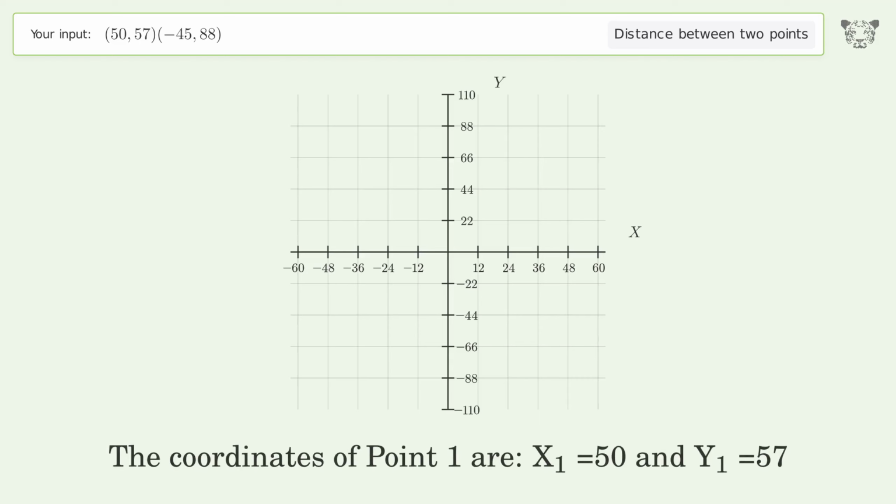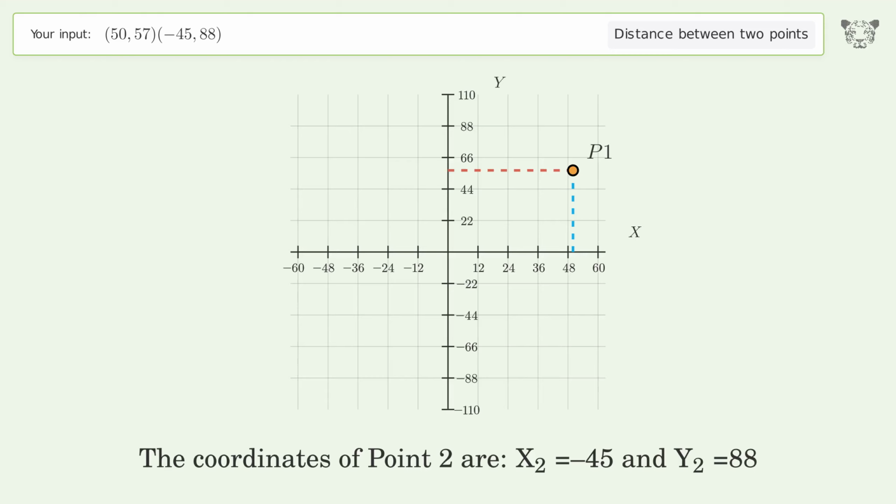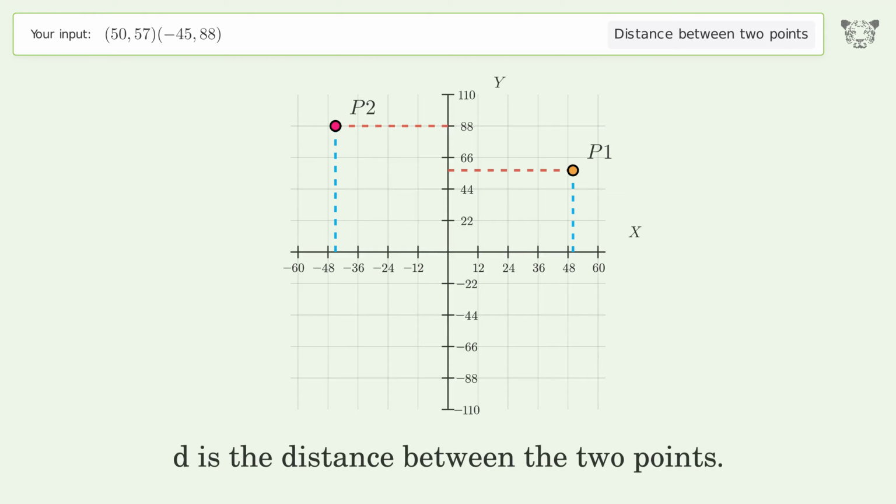The coordinates of point 1 are x1 equals 50 and y1 equals 57. The coordinates of point 2 are x2 equals negative 45 and y2 equals 88. D is the distance between the 2 points.